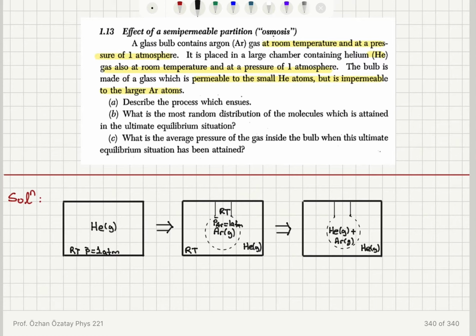So let's describe the process which ensues, and we have to be careful with the fact that the glass is not permeable to the larger argon atoms. So what will happen here? We have a non-random configuration for helium atoms. So helium atoms will start diffusing into the bulb until we attain a completely uniform random distribution of helium atoms.